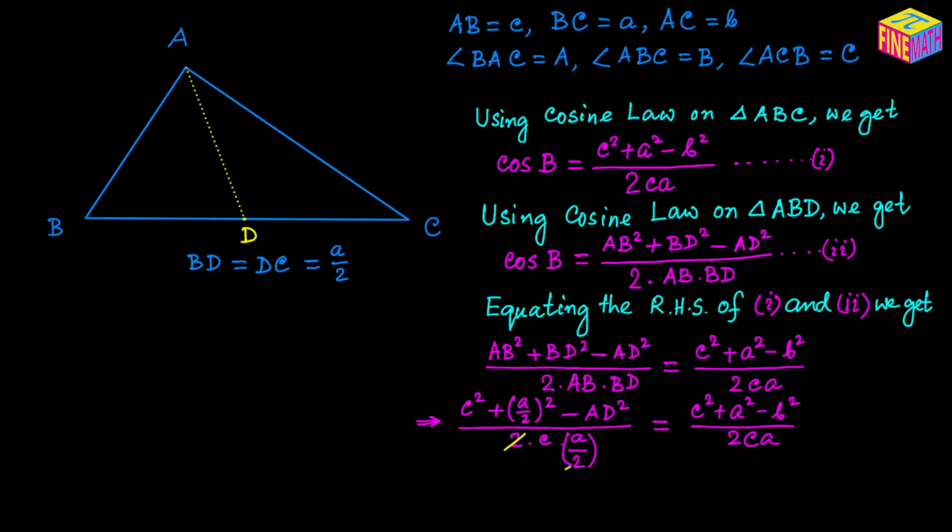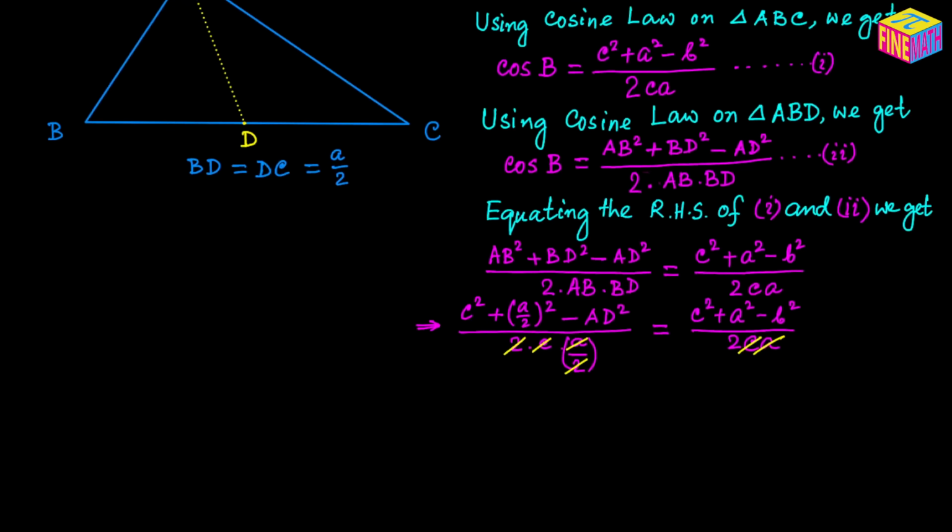Now a couple of cancellations can happen. This 2 and this 2 cancel out, this c and this c cancel out, and this a and this a also cancel out. So now on the left hand side the denominator is just 1, and on the right hand side the denominator is just 2. Now we multiply both sides by 4. It would be 4 times c squared plus a squared over 4 minus AD squared is equal to 4 times c squared plus a squared minus b squared over 2.